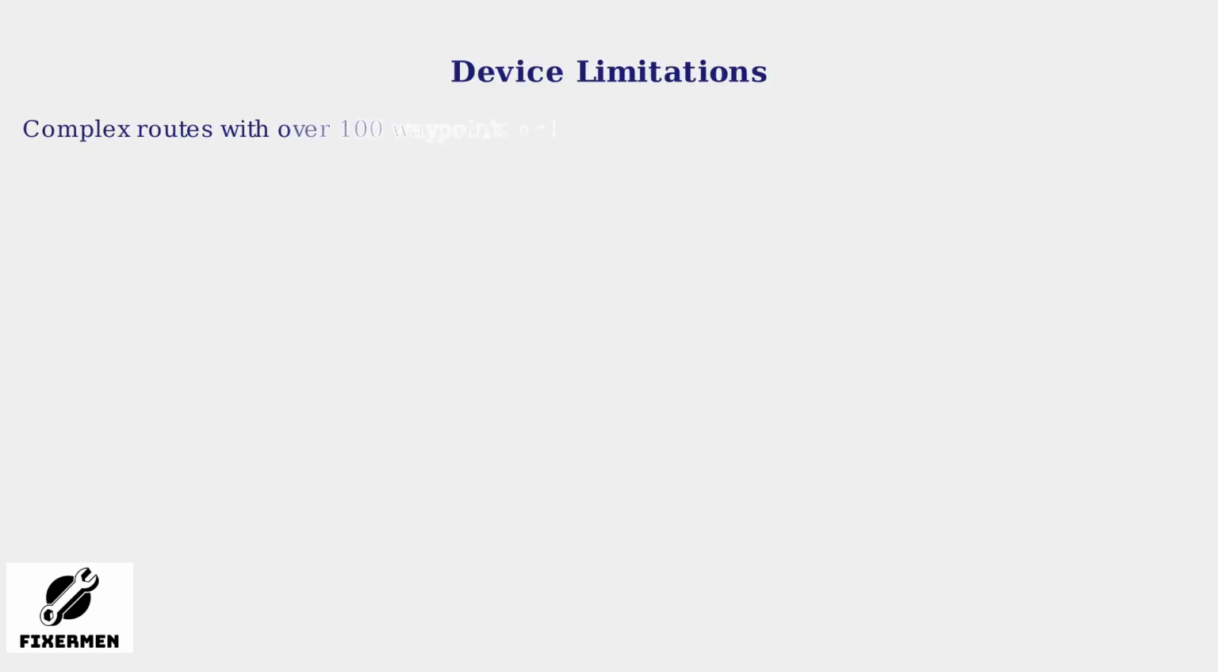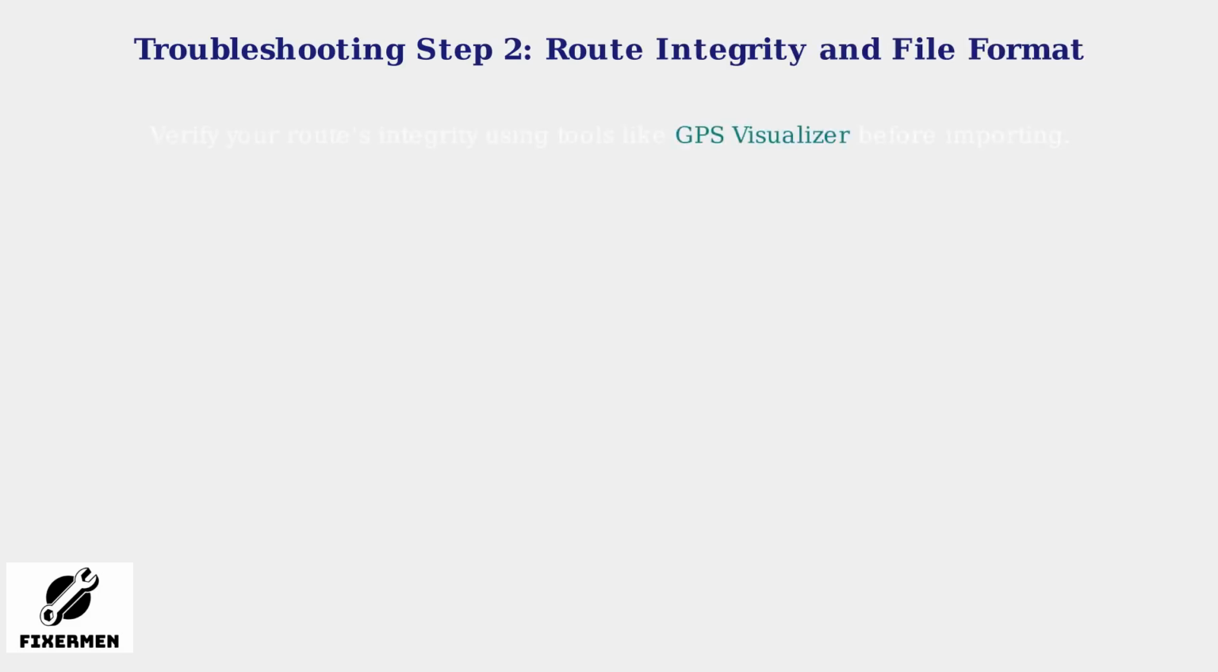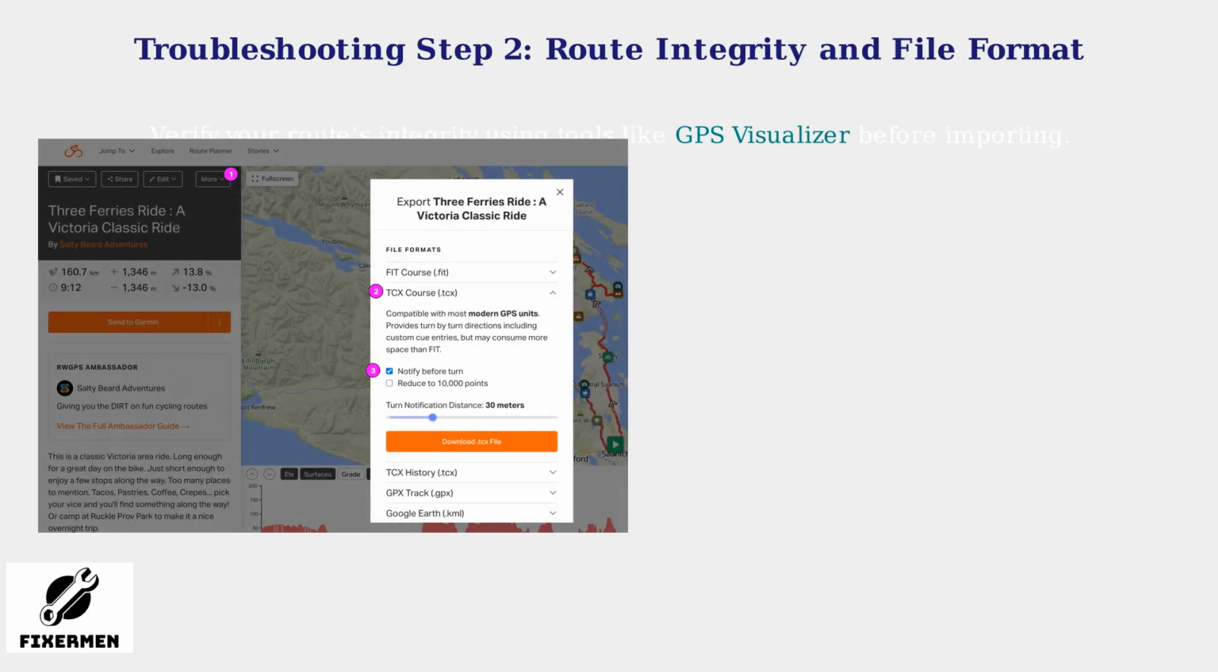Even with compatible files, the Edge 540 has device limitations. Routes exceeding 100 waypoints or containing high-resolution mapping data can overload the processor, causing startup errors and preventing navigation from beginning. To troubleshoot route import issues on your Garmin Edge 540, start by verifying your route's integrity.